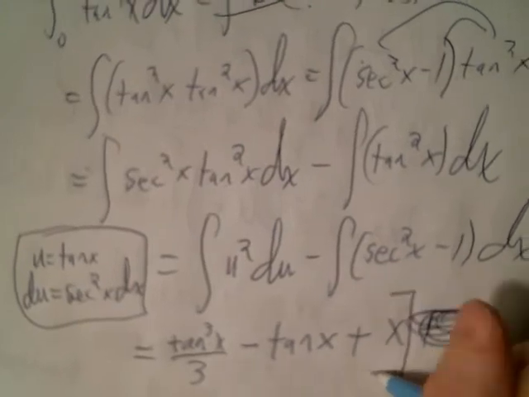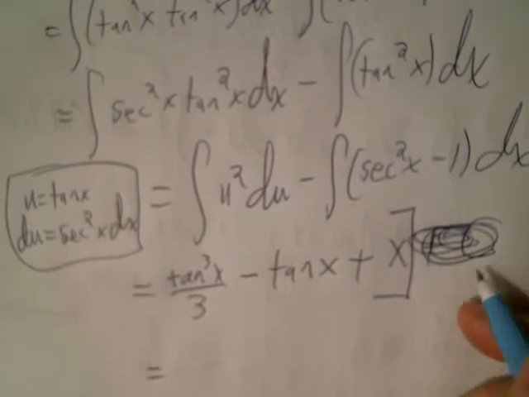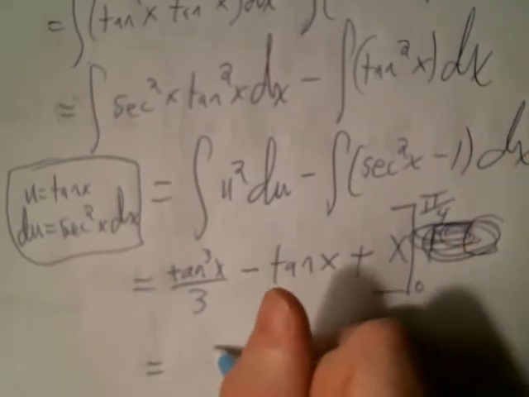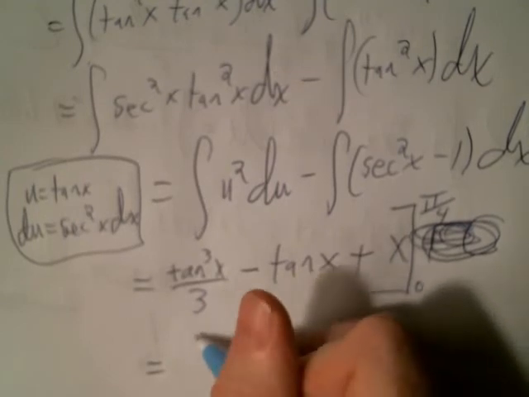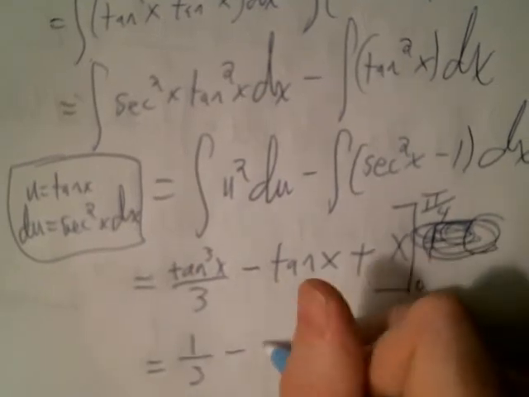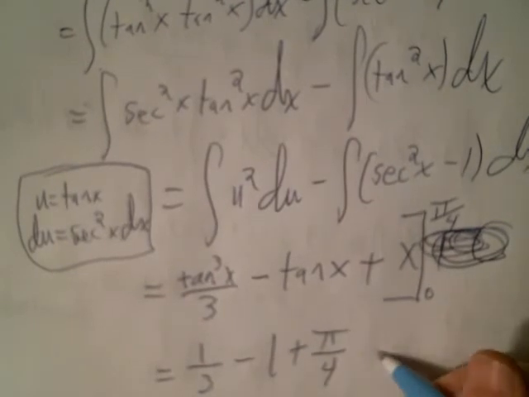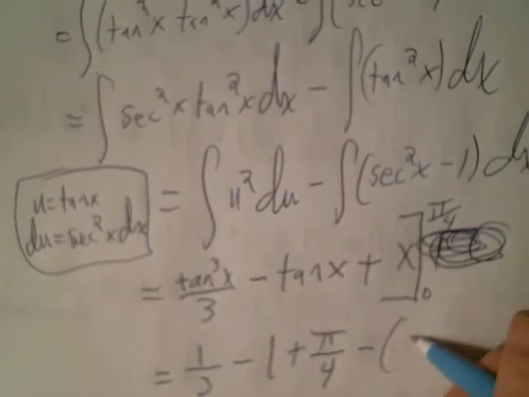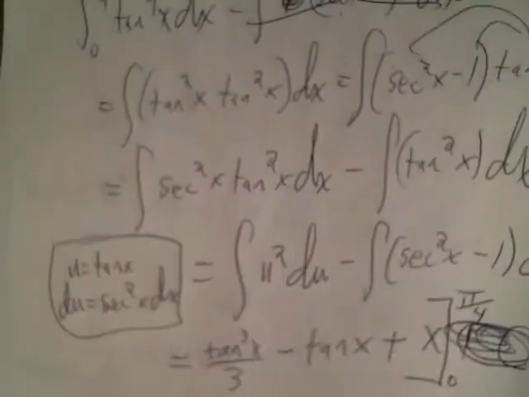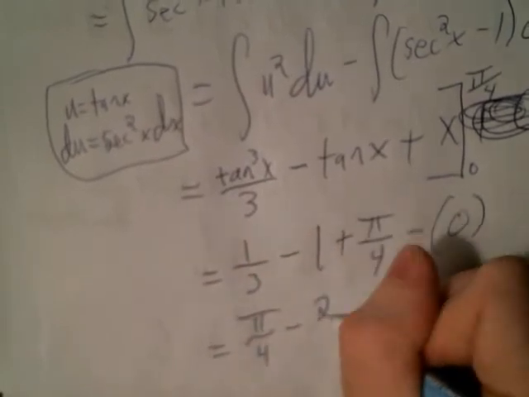But we have to evaluate. So remember to evaluate when you're called upon to do so. If I plug in pi over 4, tan of pi over 4 is 1. 1 cubed is 1 all over 3. Tan, again, of pi over 4 is 1, and then plus pi over 4. Tan of 0 is 0, so we'll just have minus 0. Okay. So we end up with pi over 4 minus 2/3.